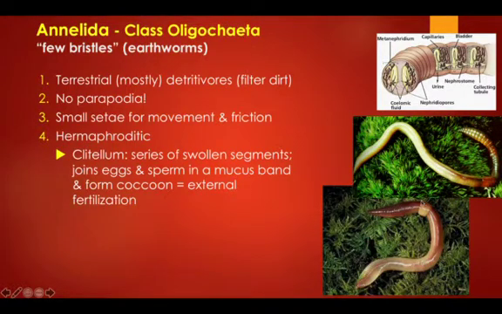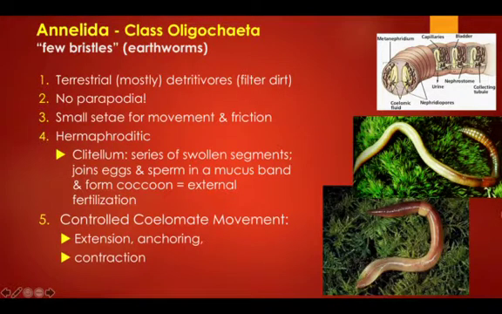So when two worms are ready to go through sexual reproduction, they will align those clitellum, fuse egg and sperm, both fertilizing each other because, again, they are hermaphroditic, and then they will excrete a mucus band around that to form a cocoon. Because they are true coelomates, they have more advanced types of movement, so controlled coelomate movement. They can extend and anchor and also contract. So they have a lot of different muscle, longitudinal and circular muscle, that they can expand and contract to help with directional, more intentional movement.